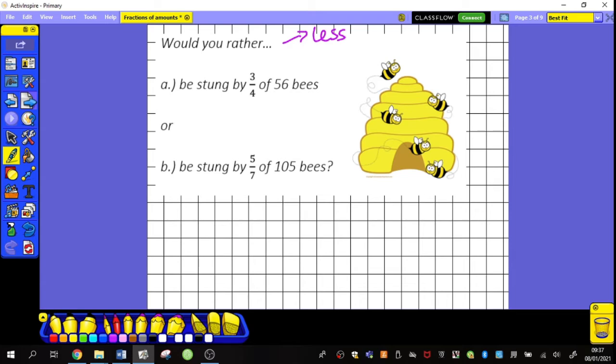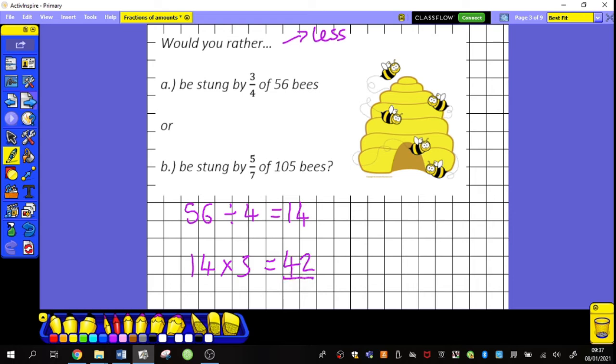Now, part A then, being stung by 3/4 of 56 bees. So first thing I'm going to work out is what 3/4 of 56 bees is. So 56 is my whole. Remember, as you go along, you're going to be representing this in a bar model for each part. I just don't have space. So I'm going to do 56 divided by the denominator. I'm going to split my whole by the denominator. 56 divided by 4 is 14. Then I'm going to pick how many of those I need. So 14, and I want 3/4, so I'm multiplying it by 3, and that's going to give me 42 bee stings.